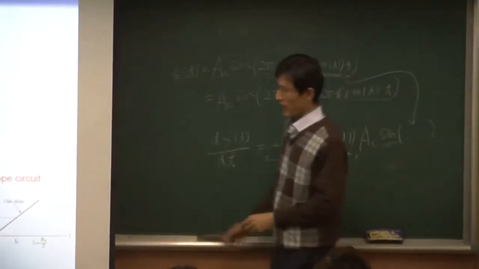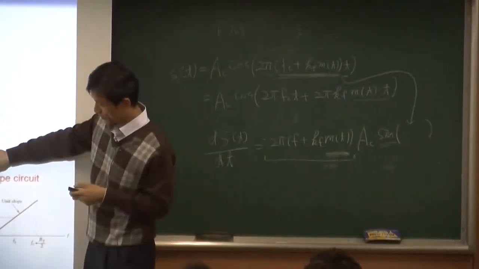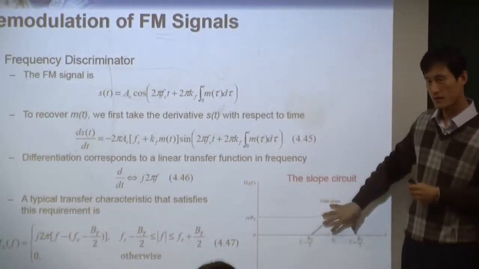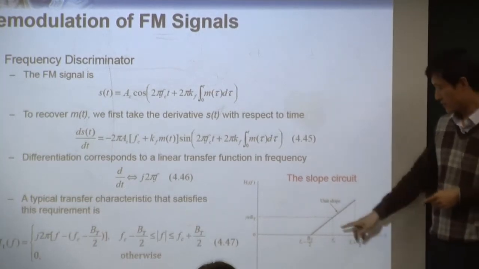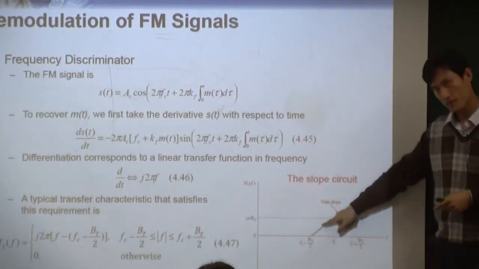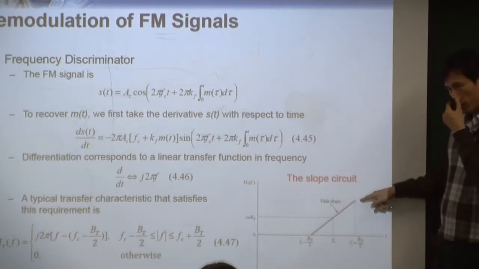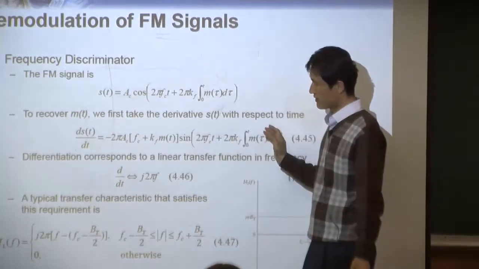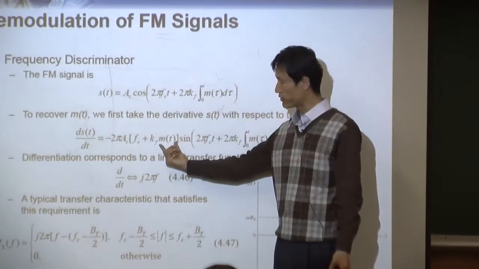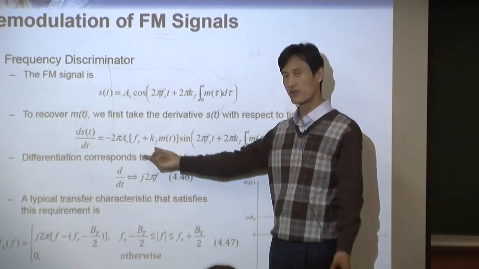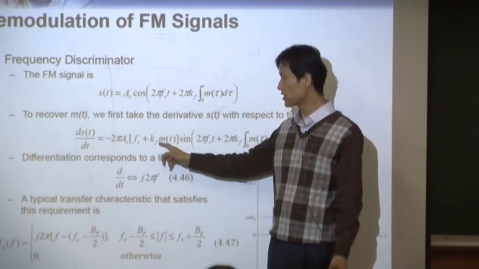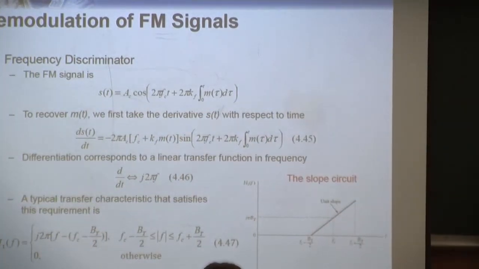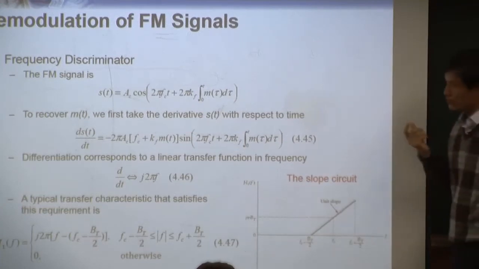Okay? So after that, what we need to do is make this kind of slope circuit. This is what we call a slope circuit. Why? Because it has a slope like that. Okay, that's a slope circuit. But simply speaking, once you do this, your message is out, and the message now becomes a part of your amplitude, and we want to recover this. So how would you do that? How can you recover this?